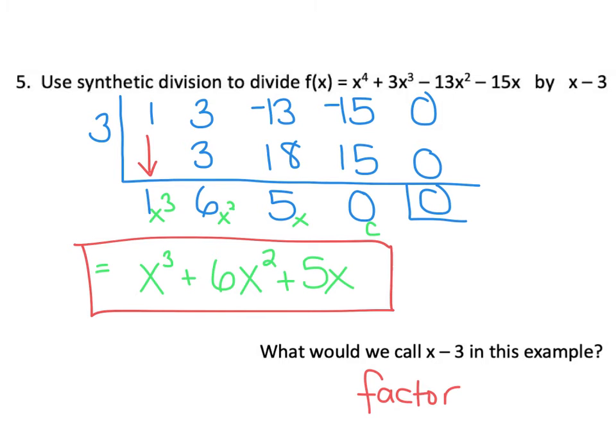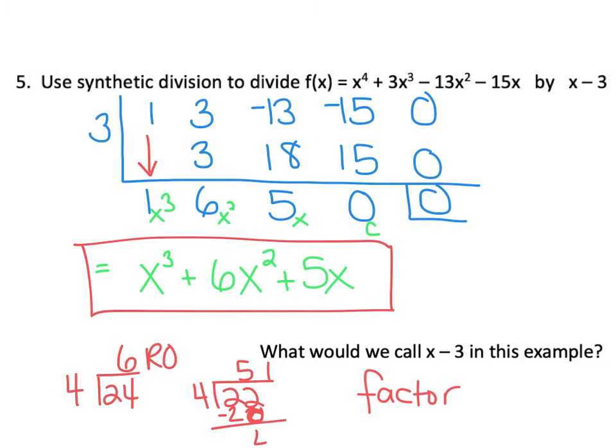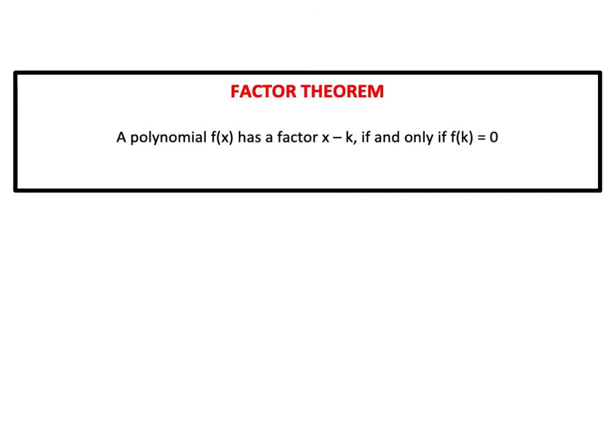So why would I call it a factor? For instance, 4 is a factor of 24. Why? Because 4 goes into 24 6 times and there's nothing left over. The remainder is 0. Whereas 4 is not a factor of 22 because 4 goes into 22 5 times, but there's 2 left over. There's a remainder of 2, so 4 is not a factor. So if something goes into something evenly, we can call it a factor, meaning it has a remainder of 0.